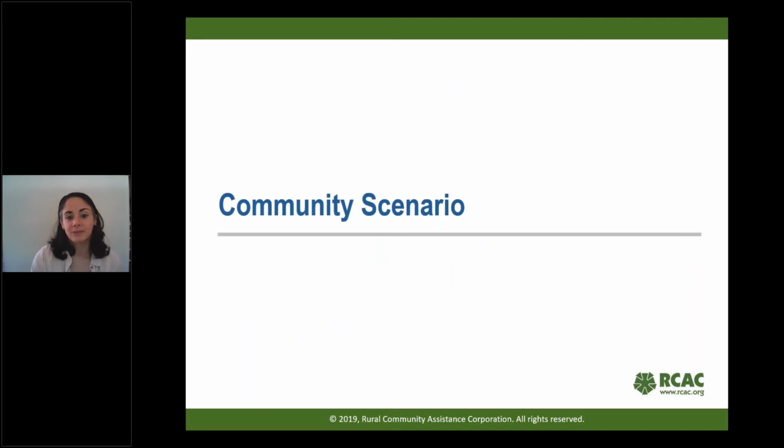As we mentioned at the beginning of this module, one of the handouts in your workbook is a community scenario that will be used throughout the workshops to practice concepts and tools. Please find the handout in your workbook and follow along as we review the second part of the scenario.